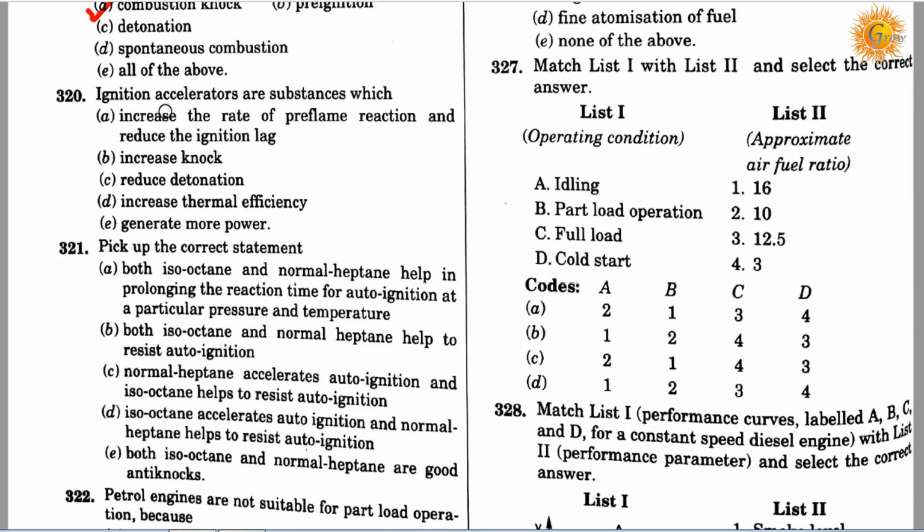Question number 320. Ignition accelerators are substances which, option A, increase the rate of pre-flame reaction and reduce the ignition lag, option B, increase knock, option C, reduce detonation, option D, increase thermal efficiency, and option E, generate more power.